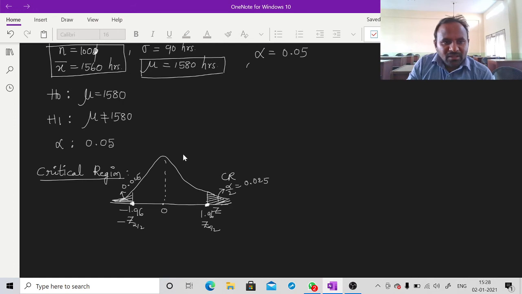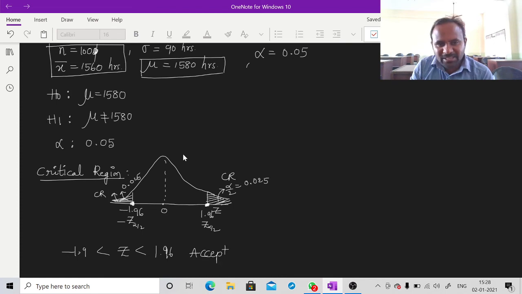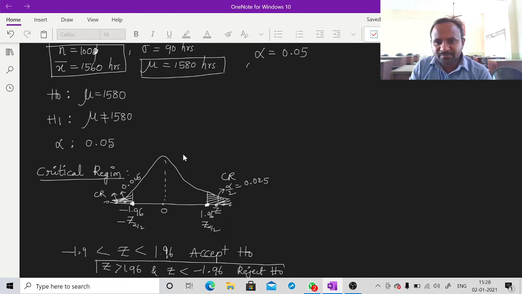This table gives you the information about the critical region. I mean to say, if your Z value, which you can calculate in the next step, is between minus 1.96 and plus 1.96, you have to accept the null hypothesis, accept the claim. If your Z is more than 1.96 or less than minus 1.96, that is, if your Z falls under this critical region, you have to reject the null hypothesis, reject H naught. It is enough to write this statement only while writing the critical region. The other part is obvious.